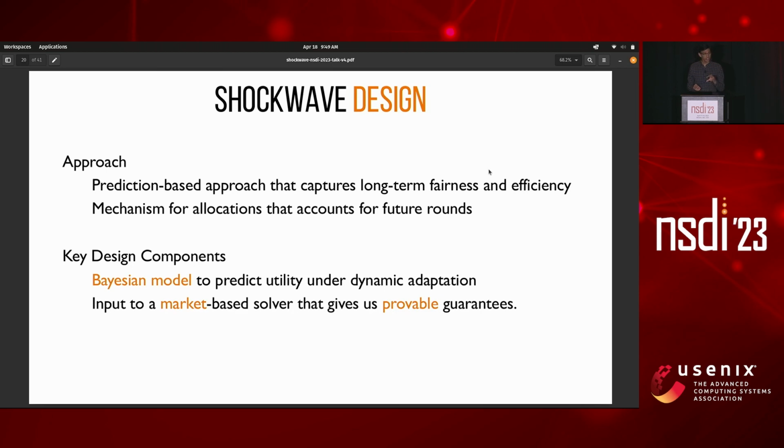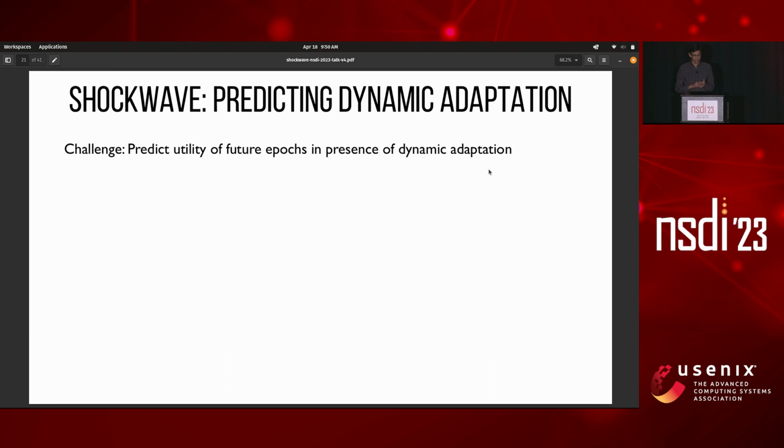So there are two key design components in this. One is a Bayesian modeling-based approach that can predict utility under dynamic adaptation. And the second is a market-based solver that can give us provable guarantees. I'll talk about both of these in a little more detail now. So let me start with the Bayesian-based model.